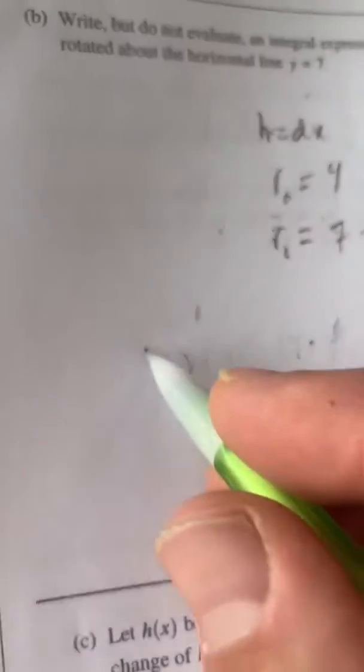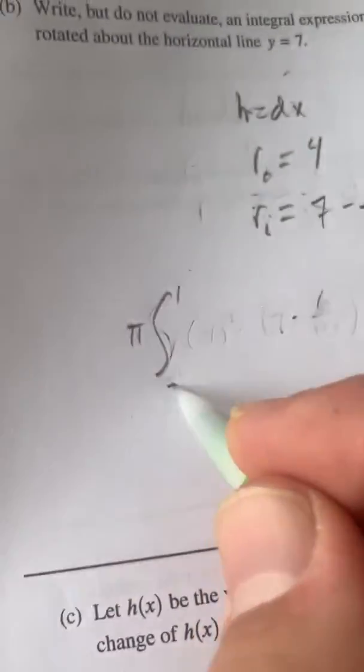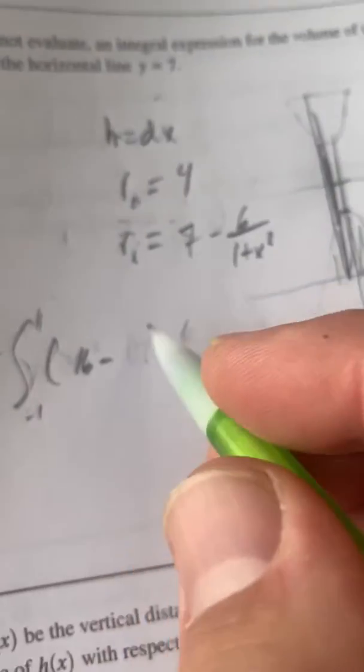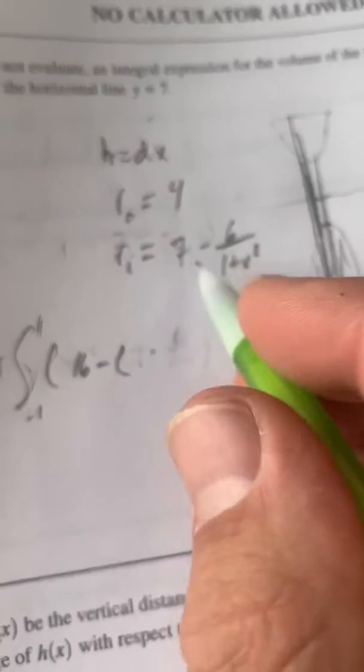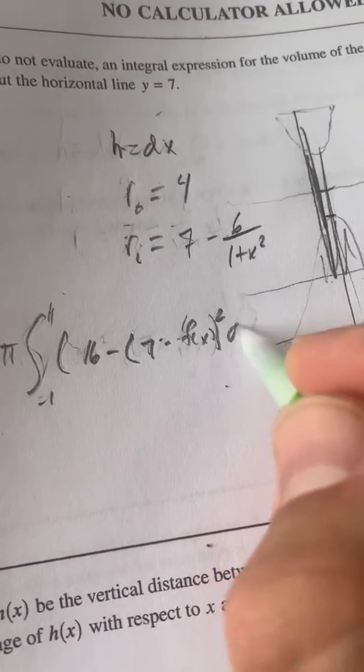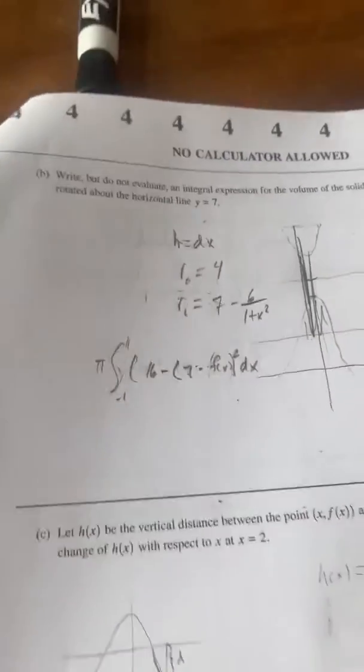Okay, so if I'm going to do an integral, I'm going to factor that pi out. I'm going to go -1 to 1 of 4 squared, so I'll just call that 16, minus this 7 minus, I'm going to call that f of x, since I don't have to write all that stuff, dx, since I'm not evaluating, and that'd be my answer there.